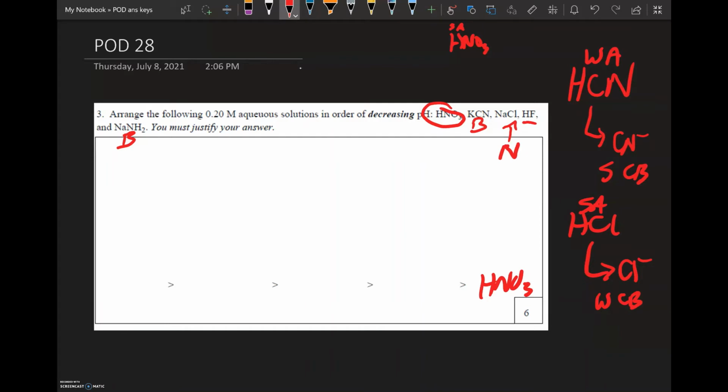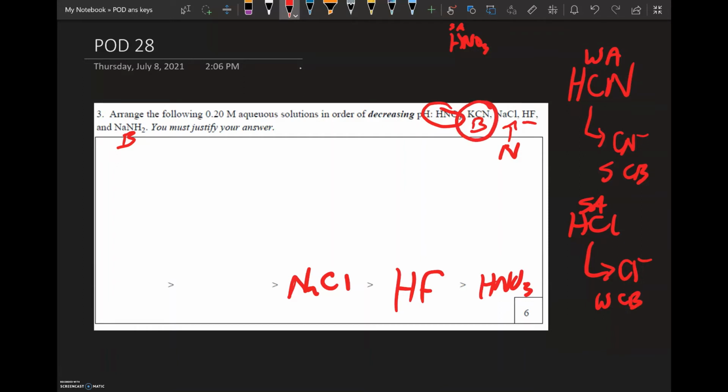So right now we've established 2 different points. The HF is your weak acid. There's no others. So you're going to put your HF next. And then after that, you're going to have your NaCl, because it's neutral. And not that it always goes in the middle, but it does in this particular case because it's not a base, it's not an acid, it fits right in the middle. So we have two bases to work with.